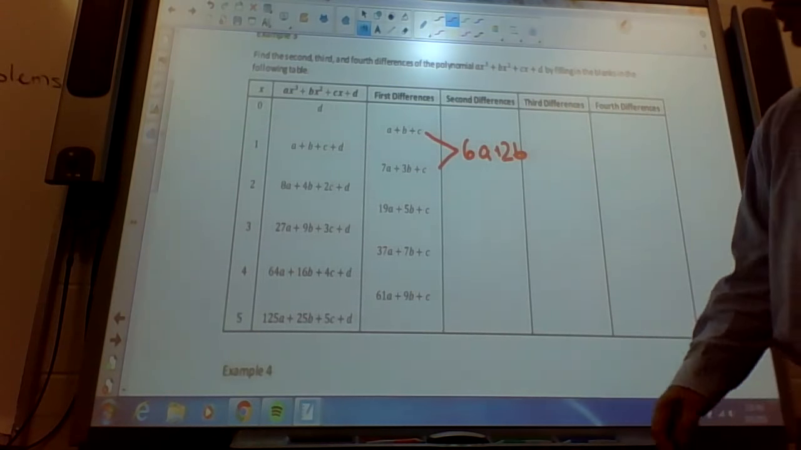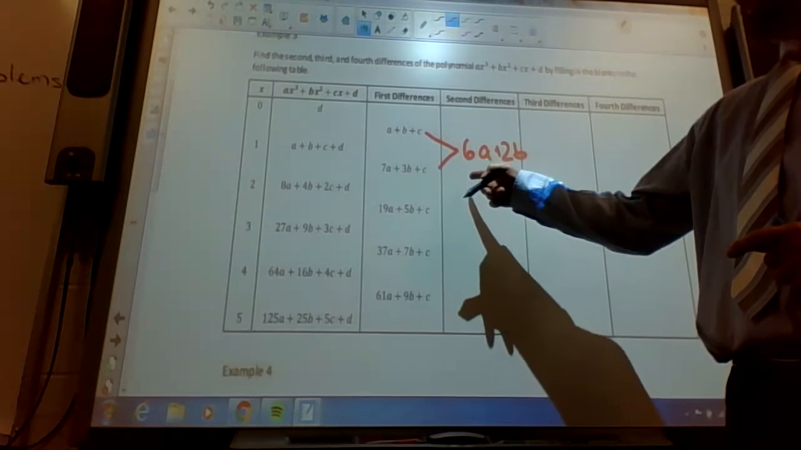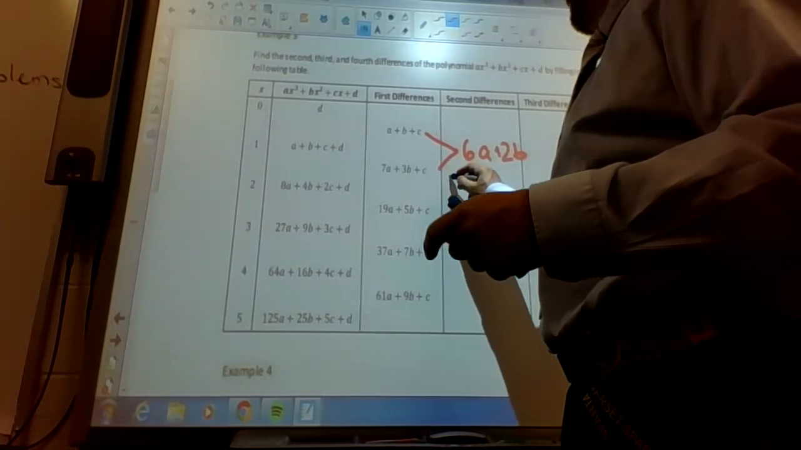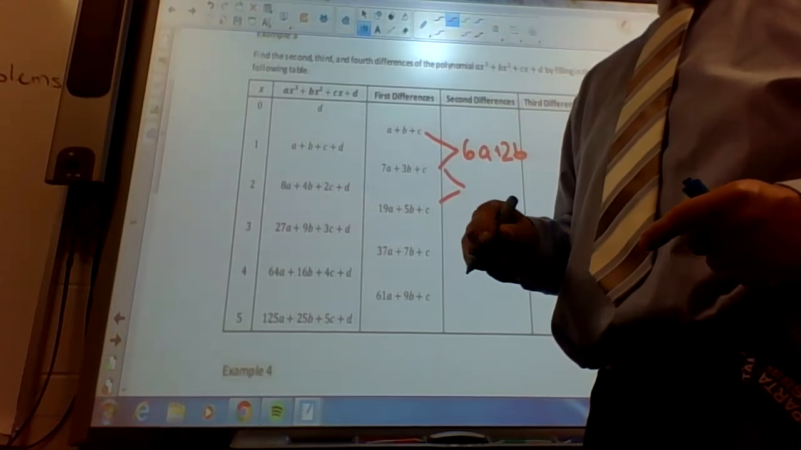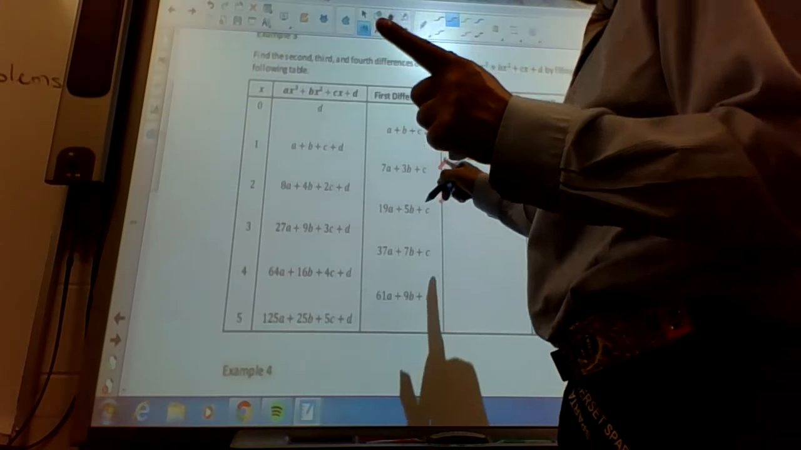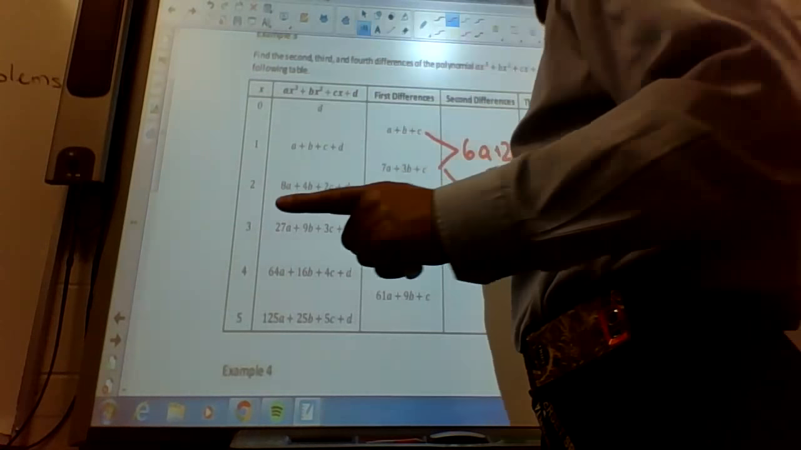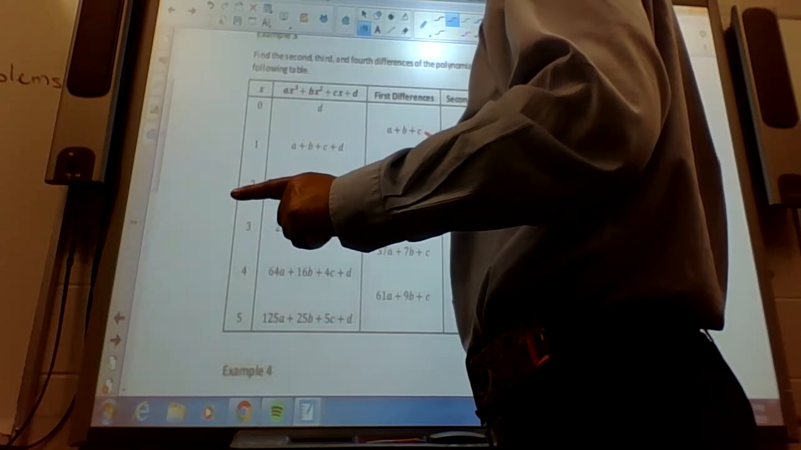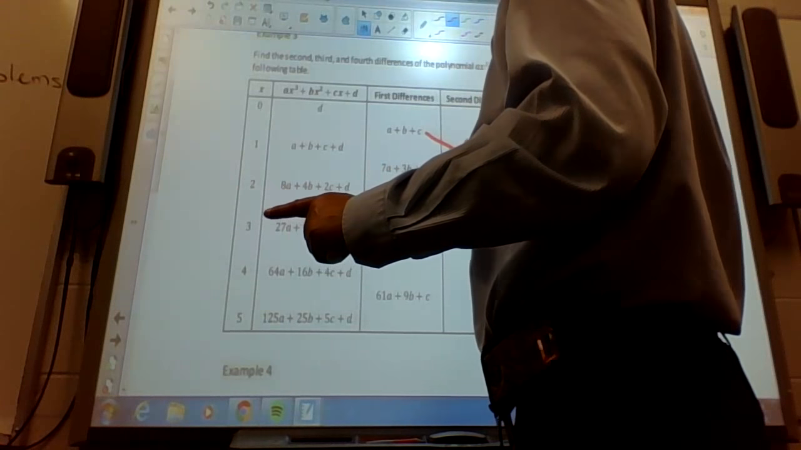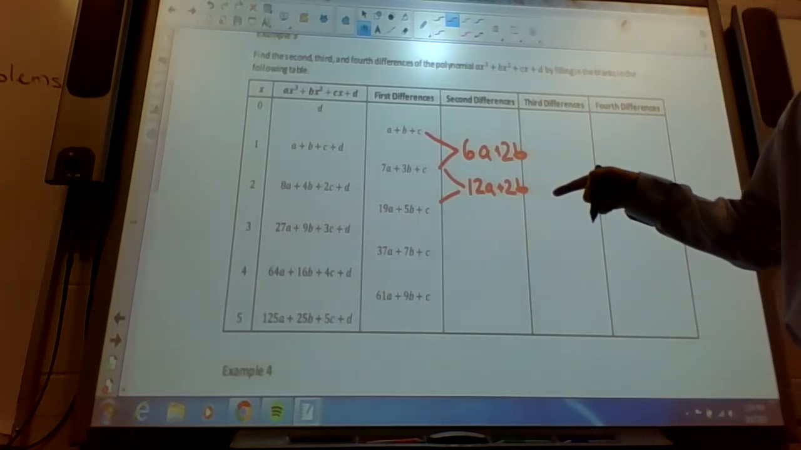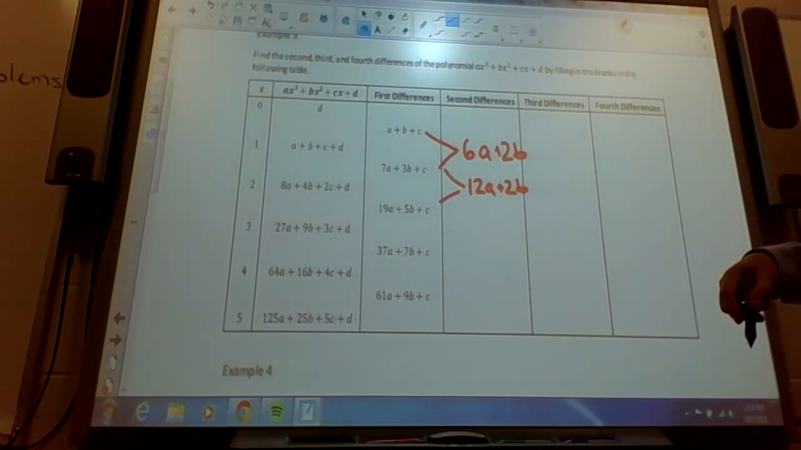All right, what do we got for the next second difference? Cam, what do you got right here? The second entry. 12A plus how many B's? 2B. 12A plus 2B. I got 19 minus 7 gets me 12. 5 minus 3 gets me 2. I gotcha.